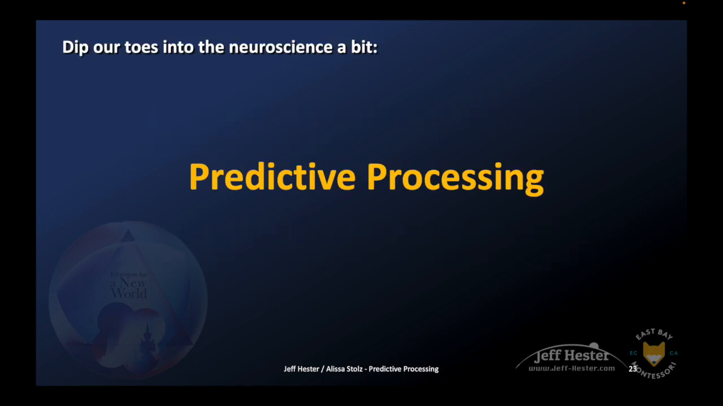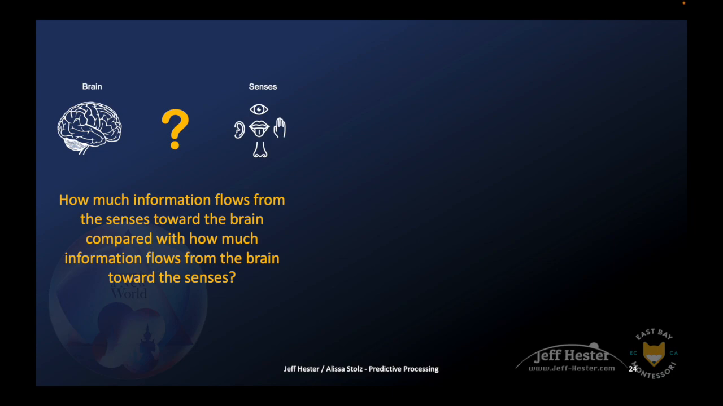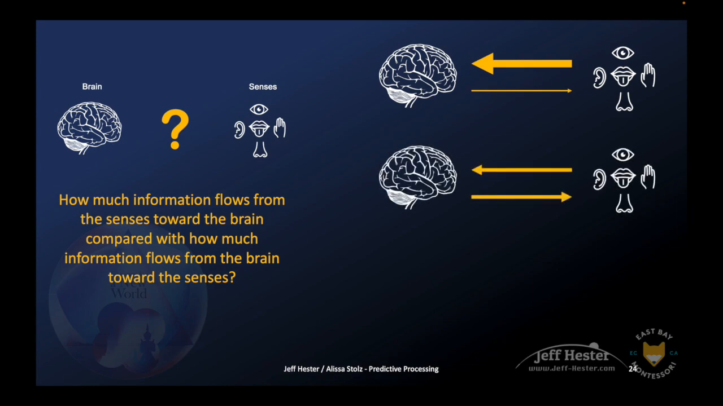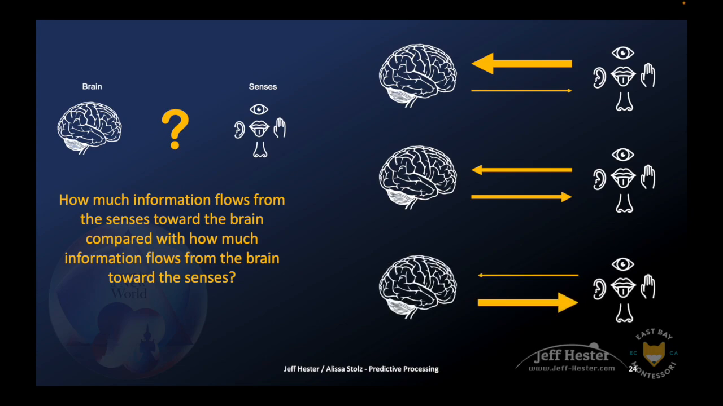To understand what's going on here, we have to dip our toes a little bit into the neuroscience that I mentioned before, predictive processing. Starting point is just to ask a little bit about what the brain is doing. If I show you a picture of the brain and the senses and ask how much information flows which direction, you might imagine that the answer is obvious, that, well, the senses are getting information from the world and they're passing it on to the brain. Why would you need to send information from the brain back to the senses? Maybe you'd think it's about the same. I doubt that you would have started by saying that more information is flowing from the brain toward the senses than from the senses back toward the brain.